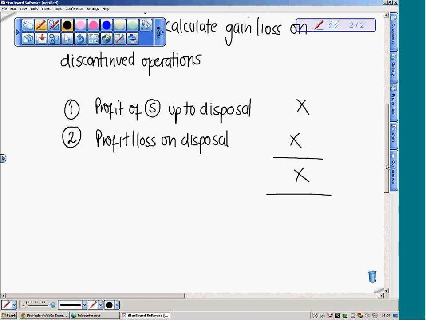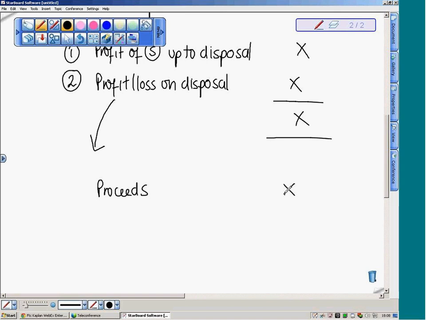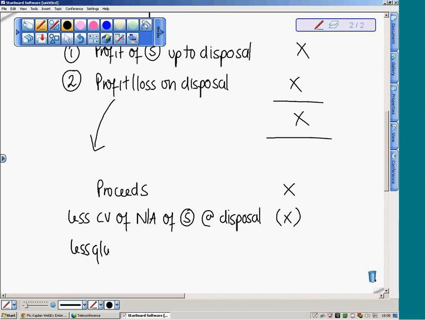Okay, now thinking a bit further about the profit or loss on disposal, this calculation is a comparison of what you've received against what you're getting rid of from a group perspective. Okay, you're going to start off with the proceeds, deduct the value of the subsidiary's net assets at disposal, and you're going to get rid of the goodwill of the subsidiary at disposal.